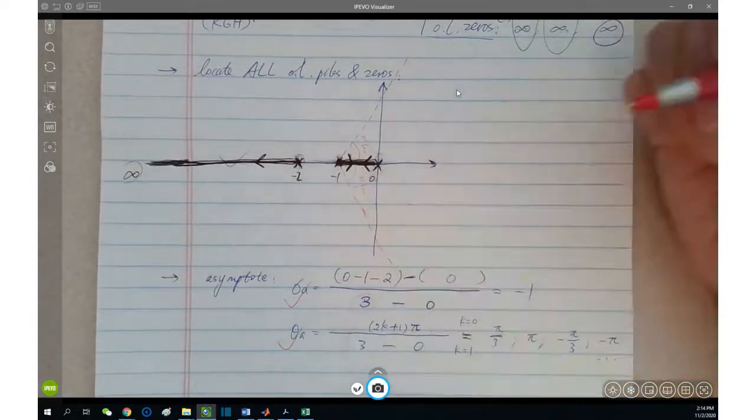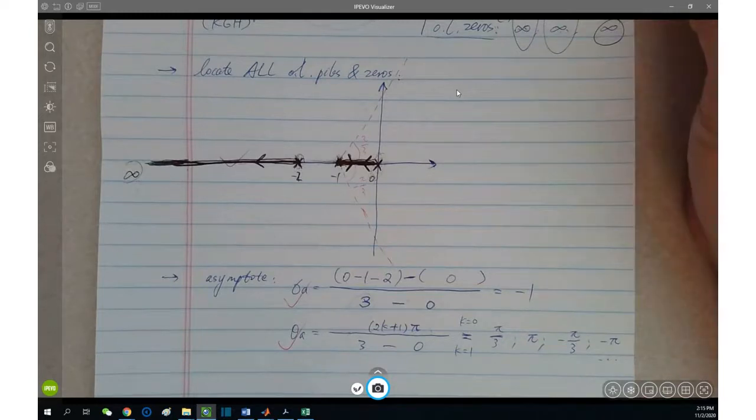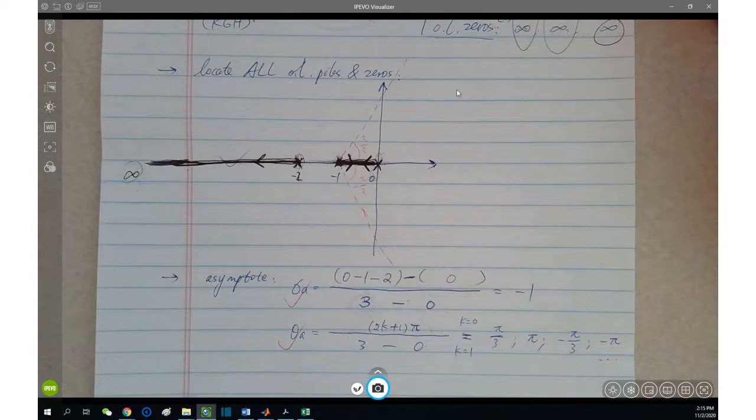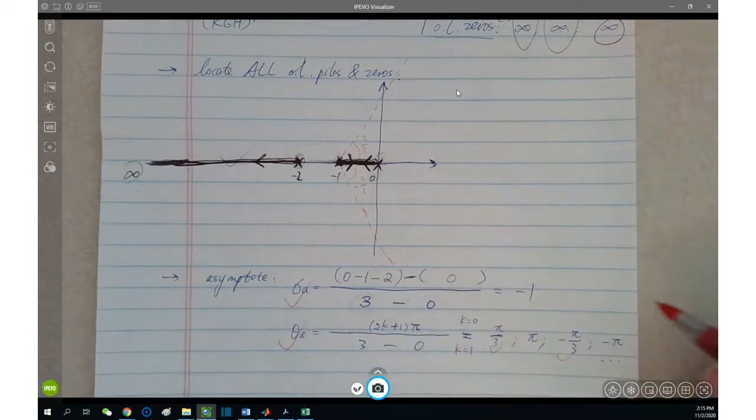Of course, it makes perfect sense. Remember, the root locus is symmetrical about the real axis. Therefore, so should the asymptote. Does that make sense? So these two values make perfect sense. Pi and negative pi, well, they're not quite helpful. So this is how we find the asymptote.